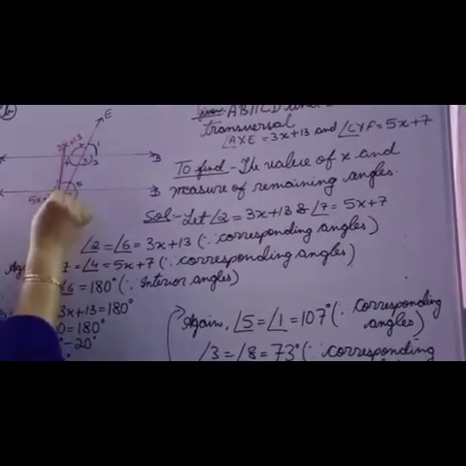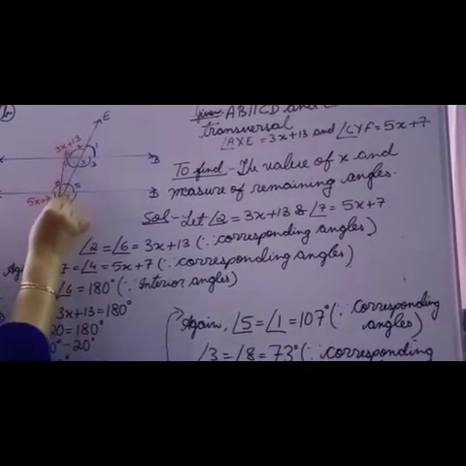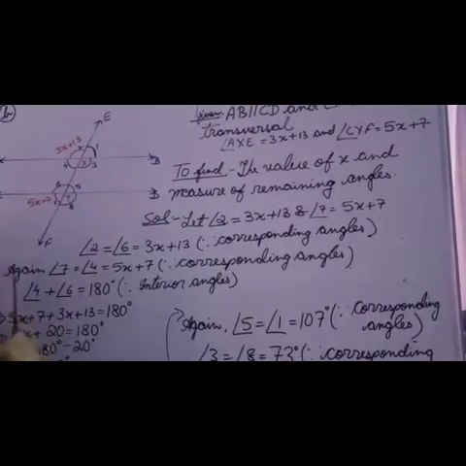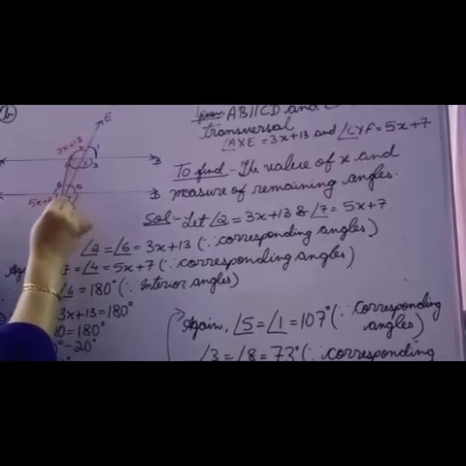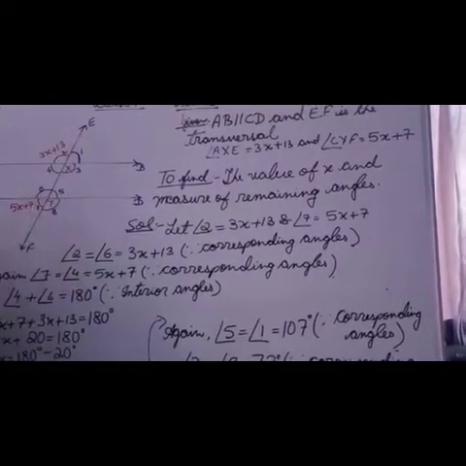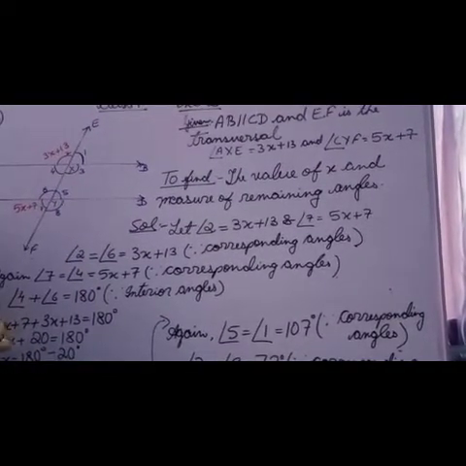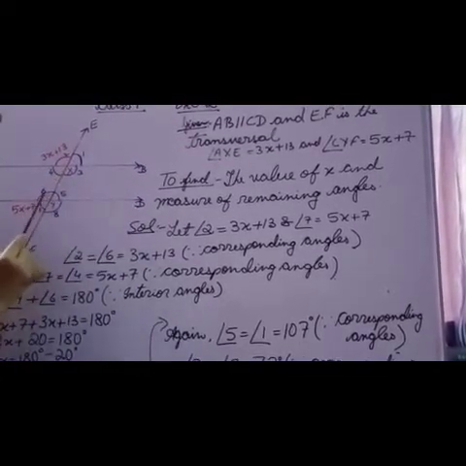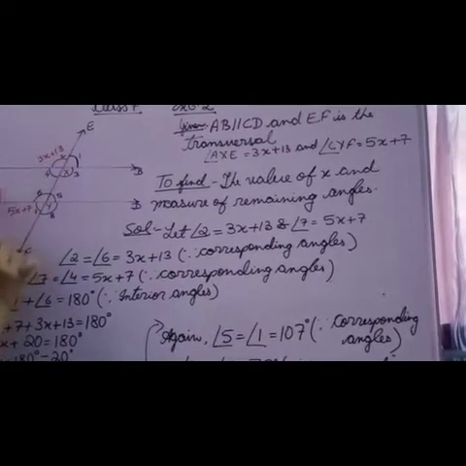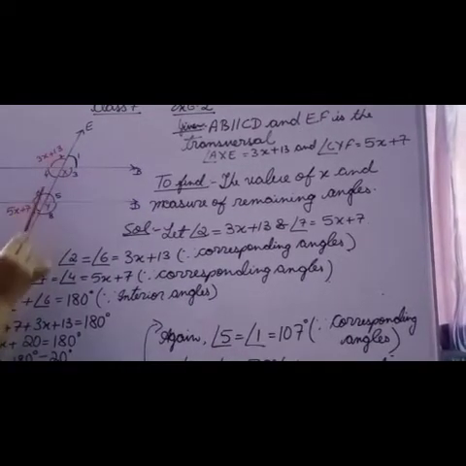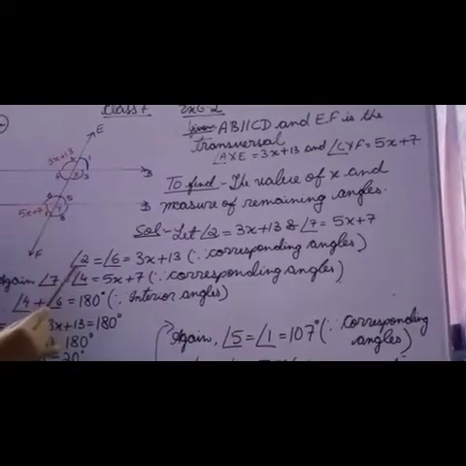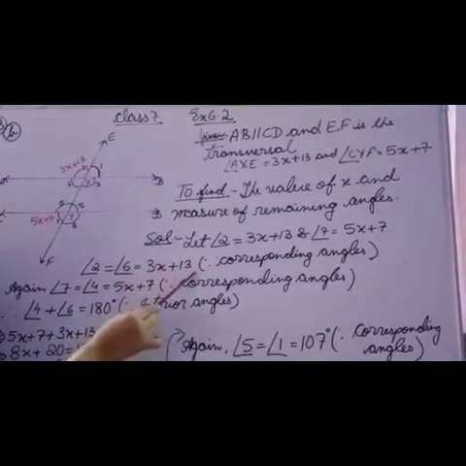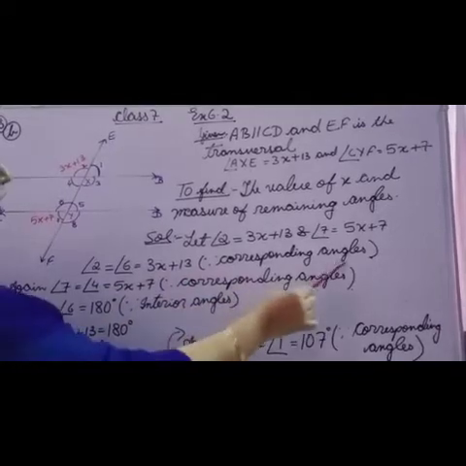How to find out the value? First we have to find out the value of this x, so that we can find the measurement of these two angles. Now angle 2 children is equals to angle 6. Why? Do you remember the property? Corresponding angles, they lie on the same side of the transversal, that is on the left hand side. One is exterior and one is interior. So angle 2 is equals to angle 6 is equals to 3x plus 13, since corresponding angles.